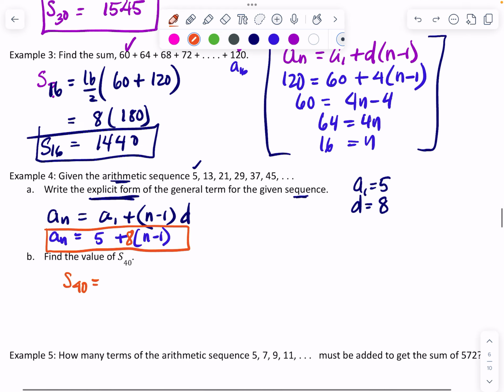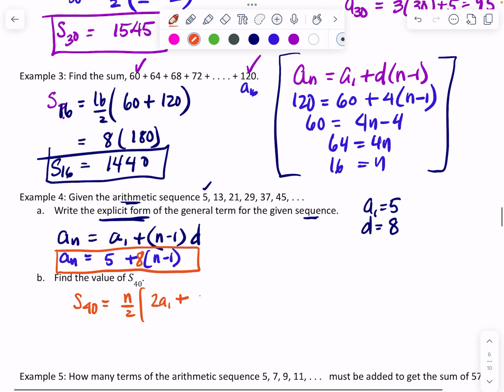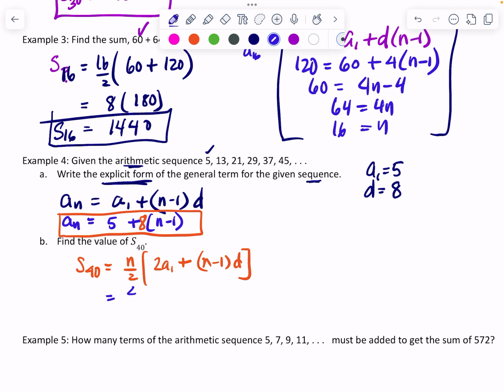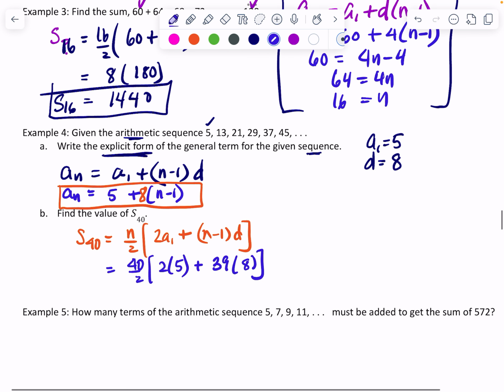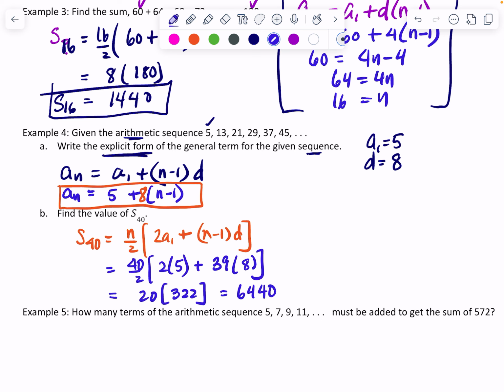n over 2 times 2a1 plus n minus 1 times d. Okay, do I know everything here? Number of terms is 40, yep. And 2 times the first term plus n minus 1, so this is 39, and d is 8. Yeah, I know everything in this formula to be able to find the sum. So 20 times 39 times 8 plus 10, 322, which is equal to 6440. That is the sum of the first 40 terms of the sequence.